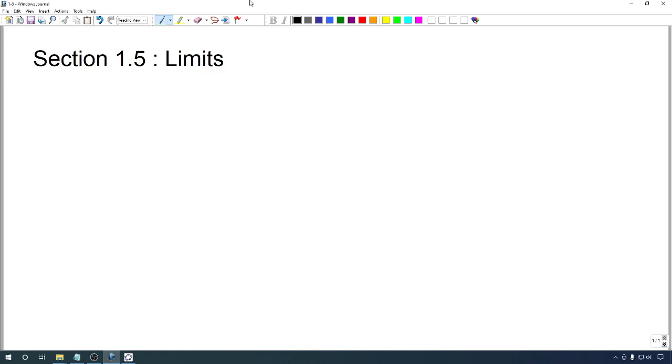Last section we discussed functions and their domains, and we were able to get an idea of what a function is doing by looking at its graph. But sometimes it turns out that the most interesting stuff occurs at points that are not even in the domain of the function. Let's look at two possibilities. Let's look at two functions.